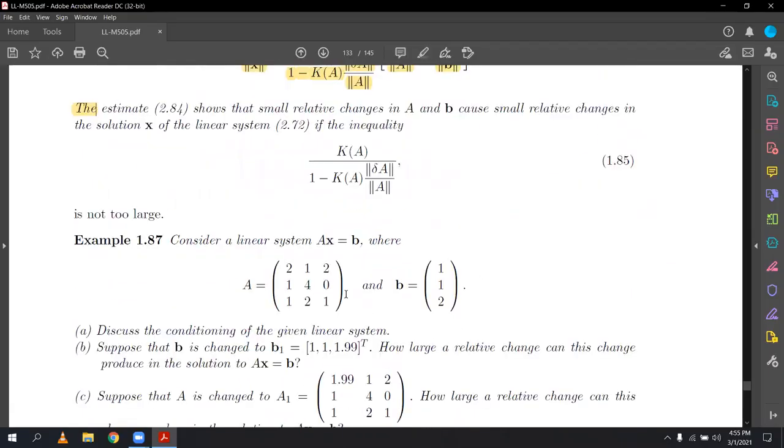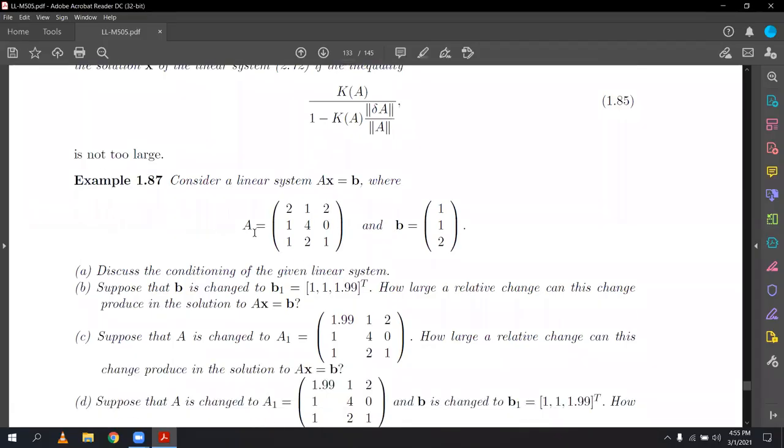This is the question I can give you in the exam, please. Like this one here, I give A and B. Then I say, this is your A. The first part, discuss the conditioning of the linear system, which is very simple. You are given A, you have to use a calculator to find A inverse. Then you find K of A. If K of A is close to 1, we say well conditioned, otherwise we say ill conditioned.